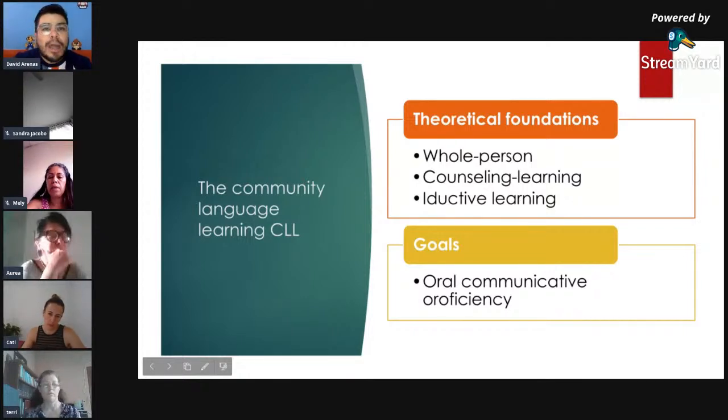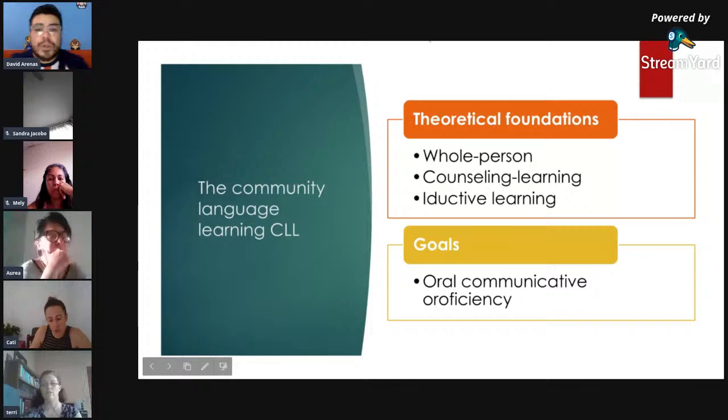No matter what, I mean, no matter things like spelling or reading or writing, they were more worried about letting students speak, helping them speak. The CLL is considered to be one of those methods that really took into account the whole person.